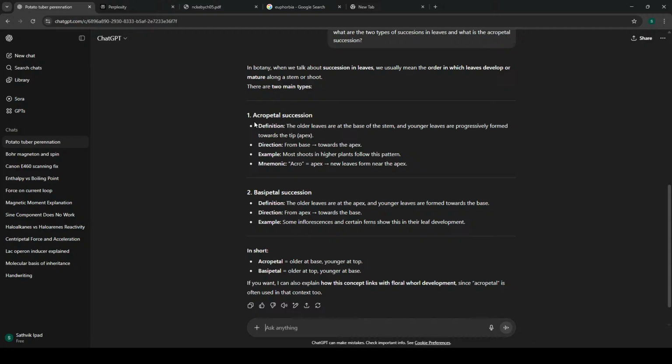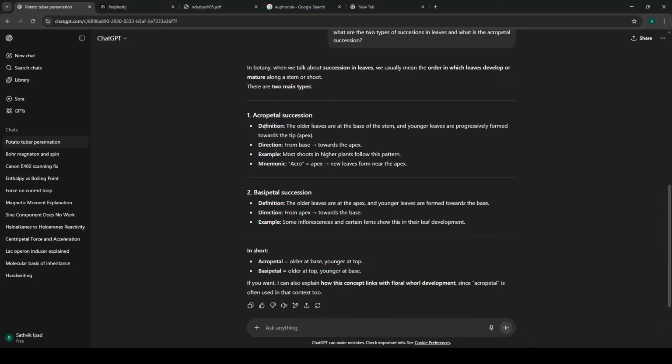There are two main types, that is acropetal succession. Definition is the older leaves are at the base of the stem and the younger leaves are progressively formed towards the tip. Meaning, if there is a plant, at the lower height of the plant, older leaves will be there. As we go up, newer leaves will be originating. This is the acropetal succession. Direction is from base towards the apex. Examples, most shoots, like most of the higher plants follow this acropetal succession. Maybe that is why they didn't mention basipetal here, or I'm not sure in NCERT.